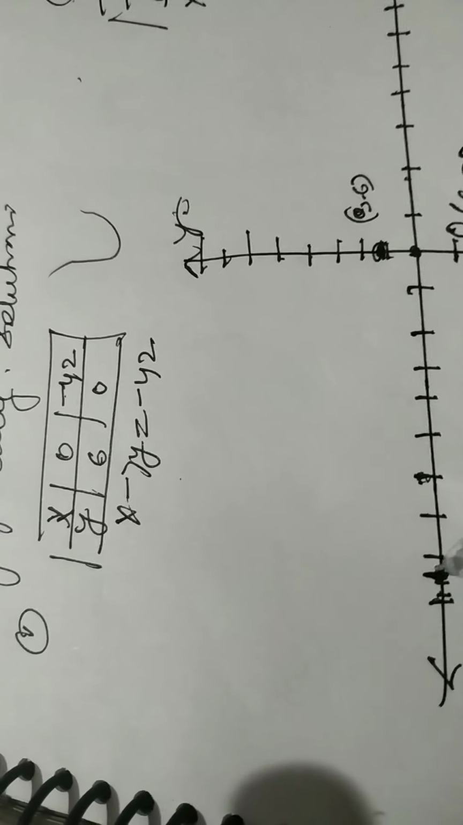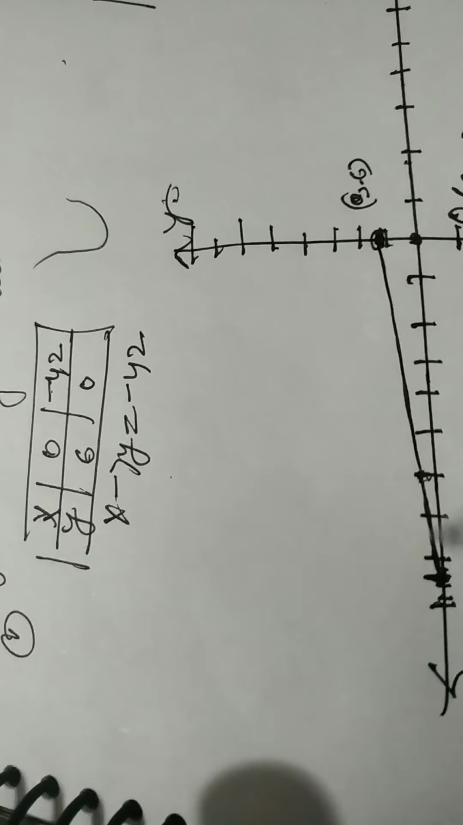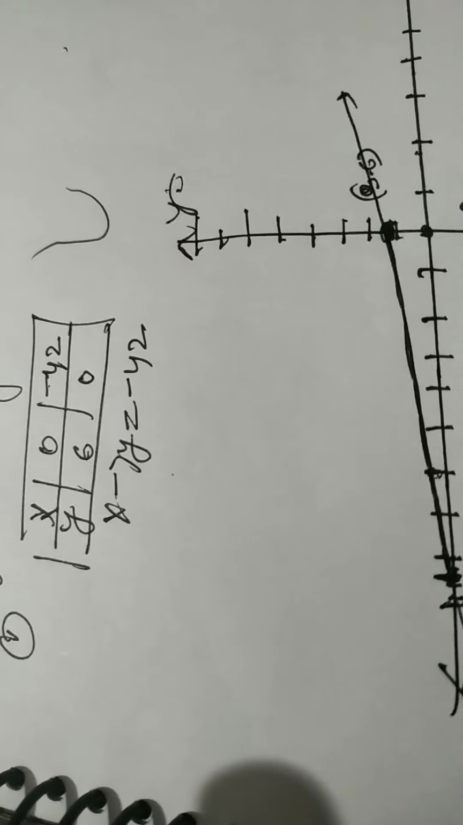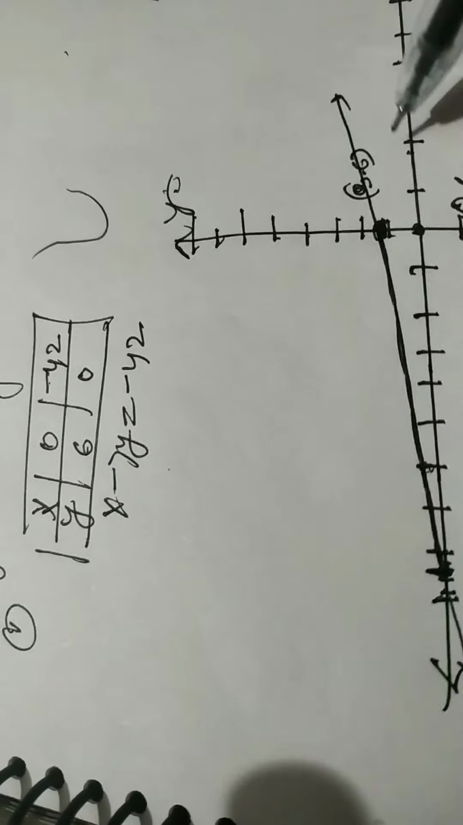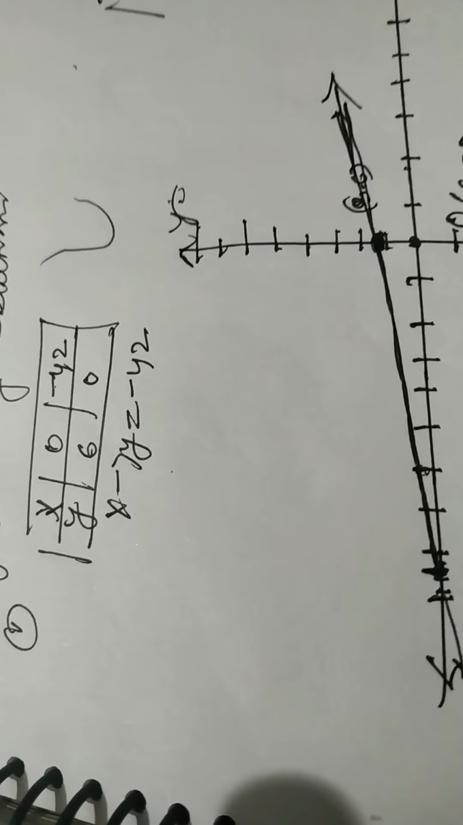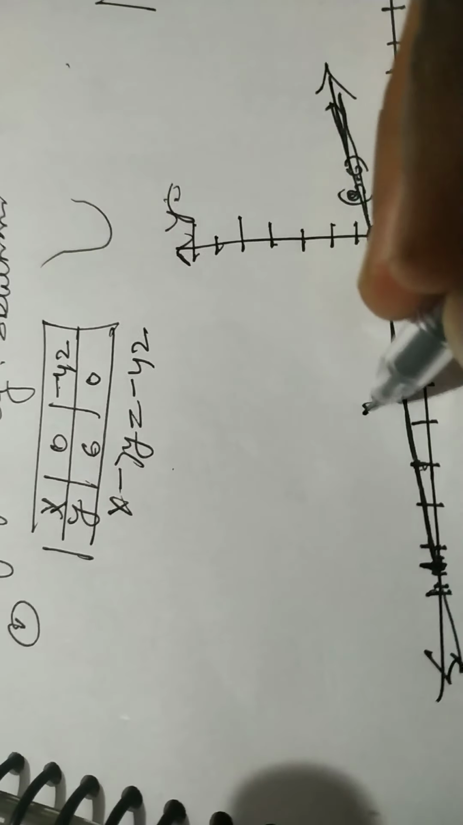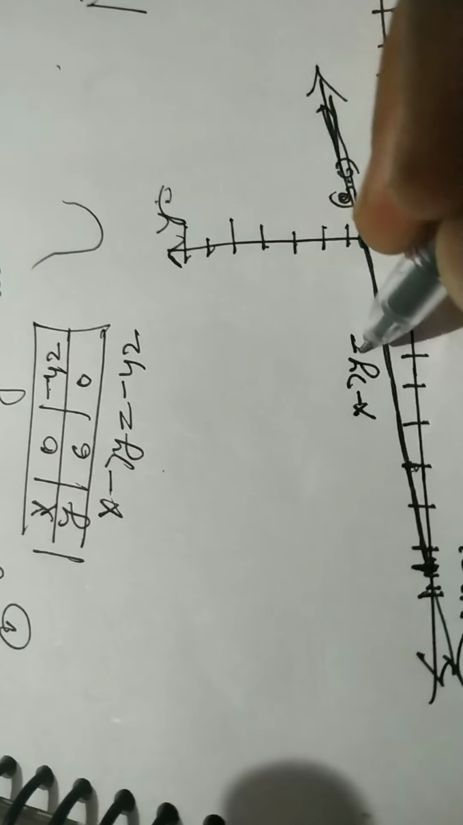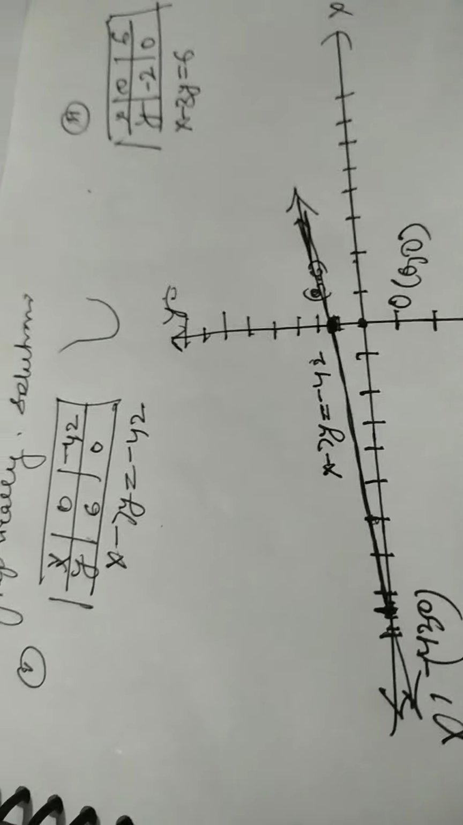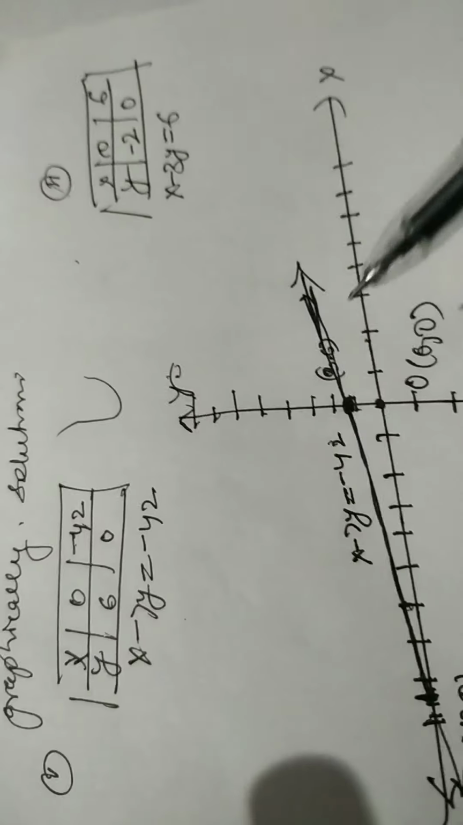If we join these, that is a linear equation. We can extend it, but in this problem ages will never be negative, so only positive ages will be counted. We are writing this mathematical solution, but the actual solution will be the positive one. Negative is not considered in actual life.